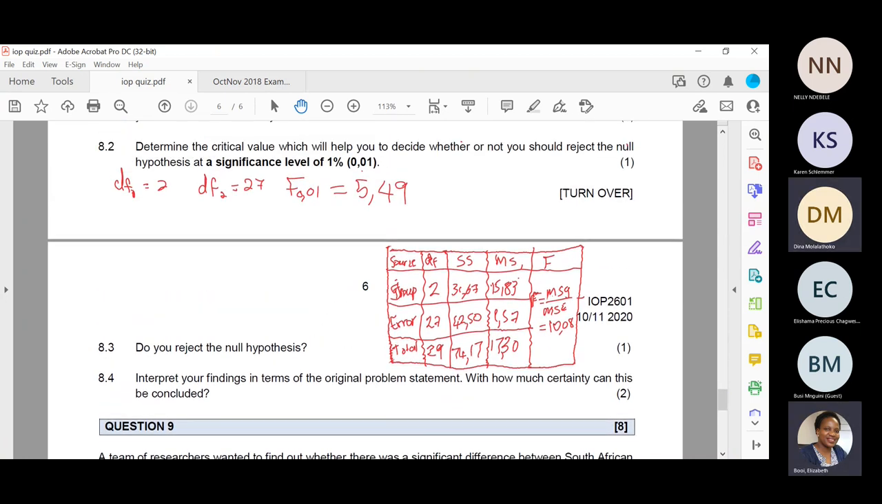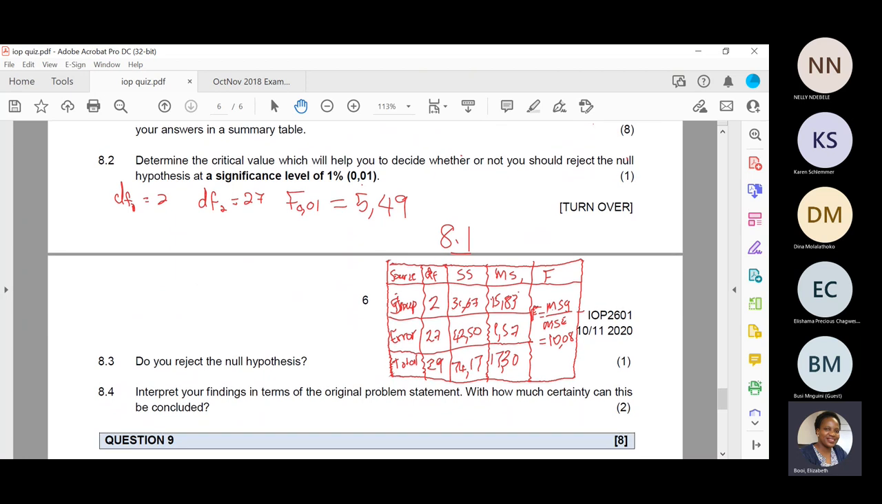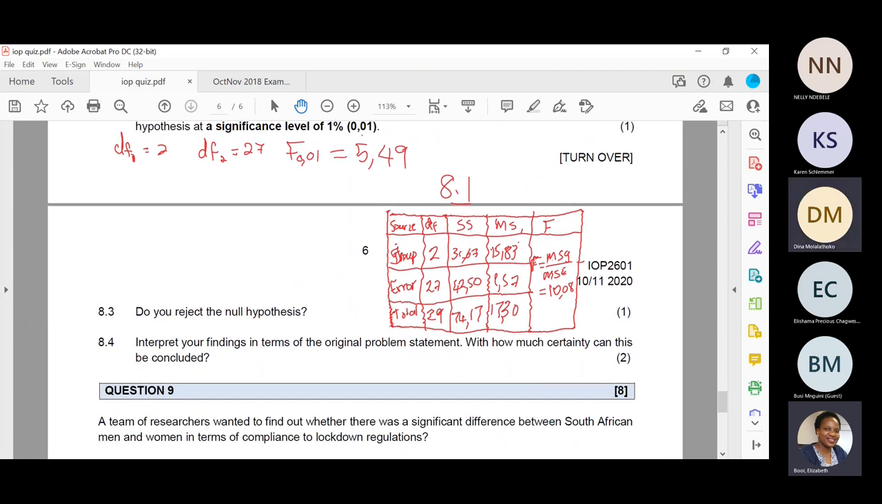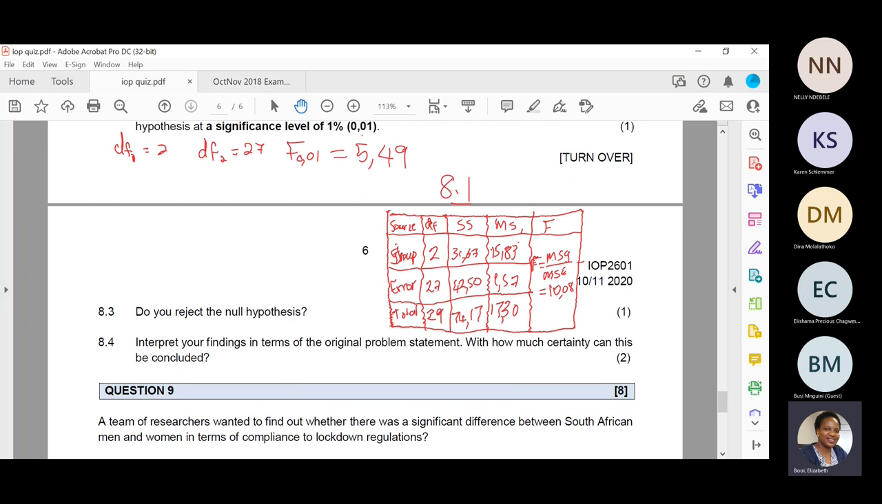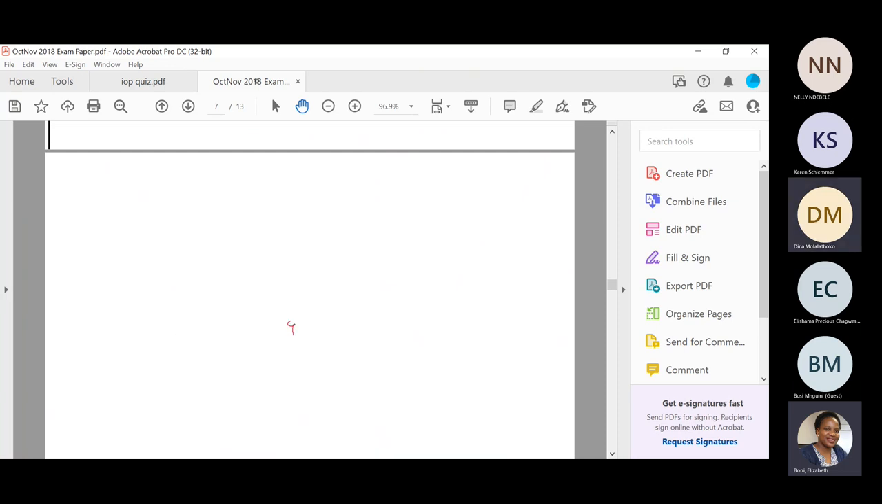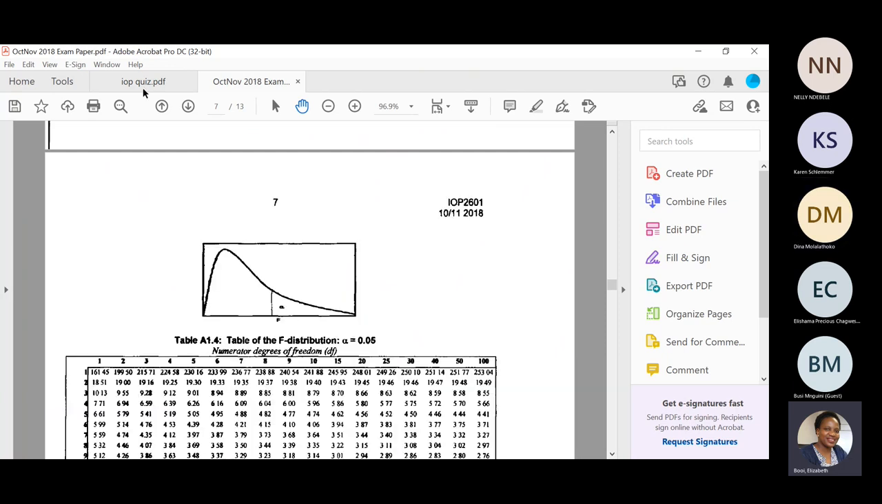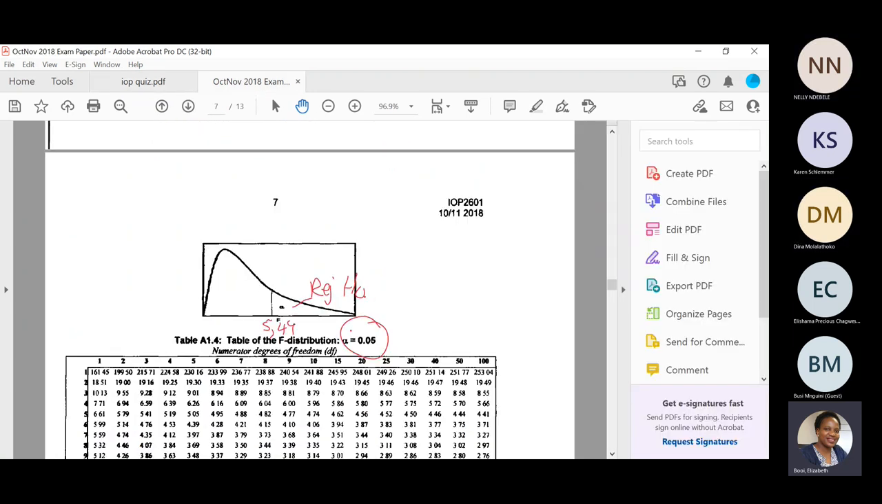Okay, so now 8.3. Let's call this 8.1. 8.3, do you reject the null hypothesis? If you look at this distribution, it's right skewed. It doesn't really matter whether we're doing a two-tailed test or not. So the decision is, if it falls this side of the portion of the graph, we reject the null hypothesis. And remember this, we said it's 5.49, the region of rejection. Anything this side, we reject the null hypothesis. So let's go to our critical value. We found that it was 10.8. So it will be in the rejection area.